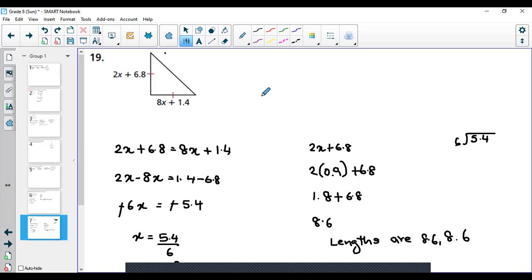As they did not ask us to find, yes, they did not give us any expression for this part. So this is how you need to find. All you need to do is first find the value of the variable. Once you find that, it's going to be much easier.